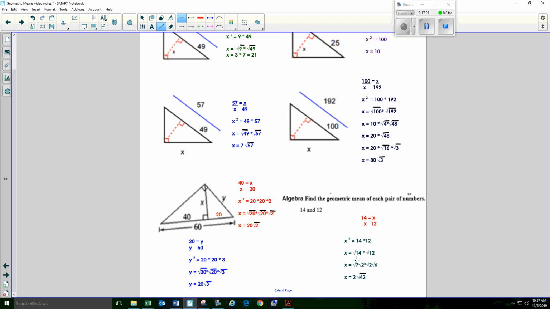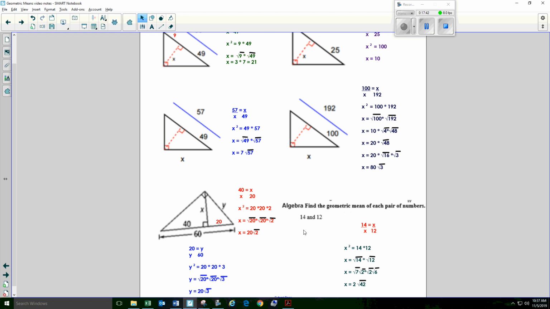I could have put better looking radicals on this. I forgot to do this last one. I know I'm going quicker here, so a little more sloppy than these ones over here. Okay, so that covers basically every type of problem you're going to see on your assignment on this.